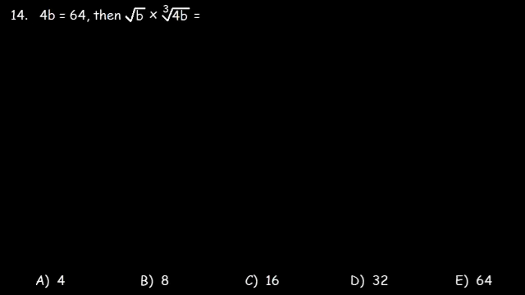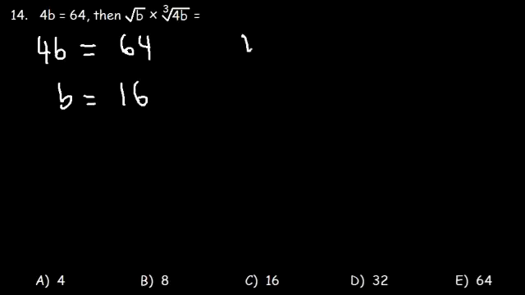14. 4b is equal to 64. Then the square root of b times the cube root of 4b is equal to. So if 4b is equal to 64, then b is equal to 16 if we divide both sides by 4. 64 divided by 4 is 16.